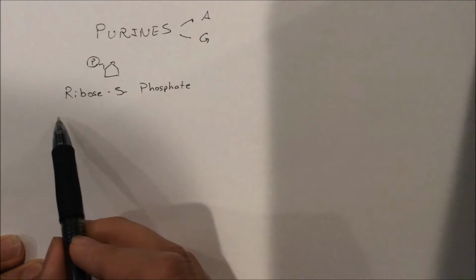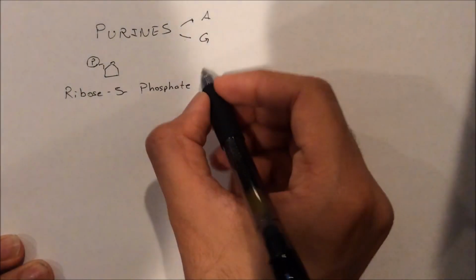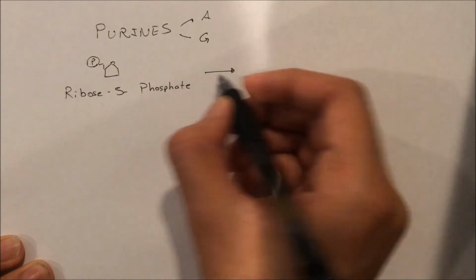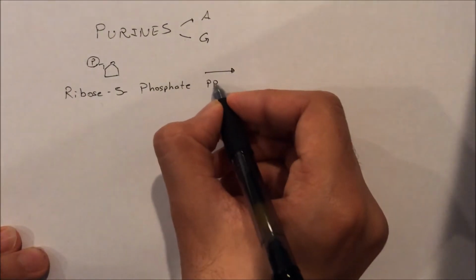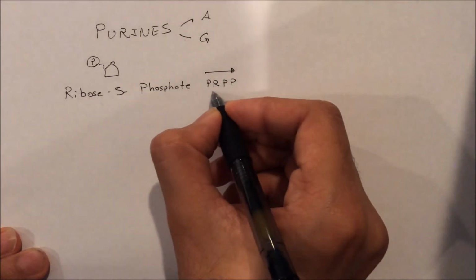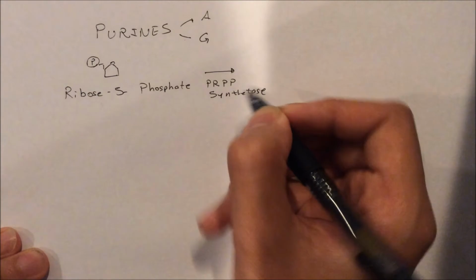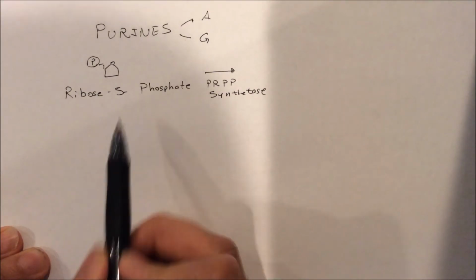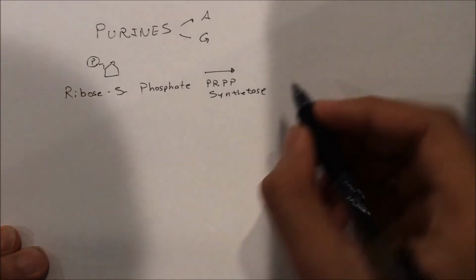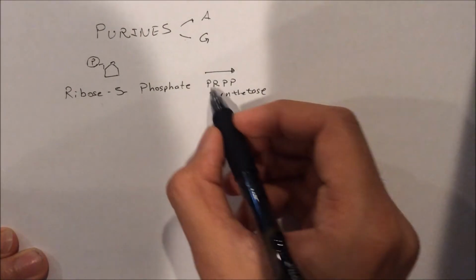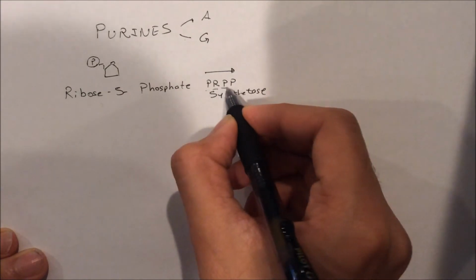So what actually happens is that we take this substrate and it interacts with an enzyme, which is called PRPP synthase. So what it actually does is that it takes ribose 5-phosphate and it makes PRPP from it. So what is PRPP? Well, it stands for phosphoribosyl pyrophosphate.